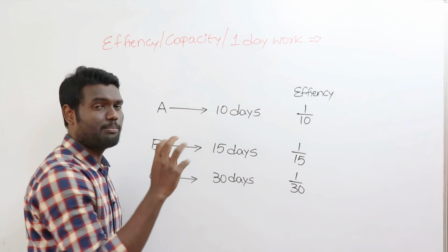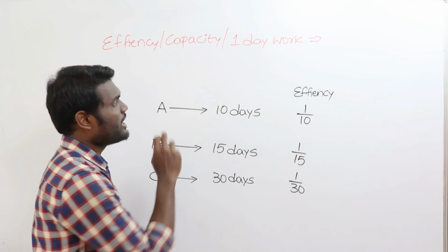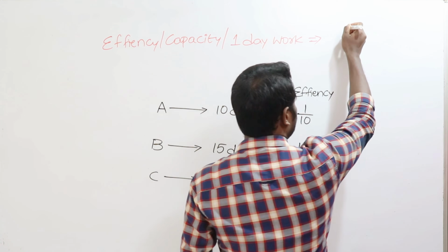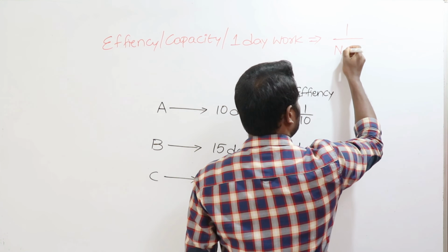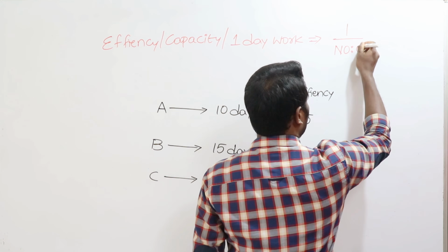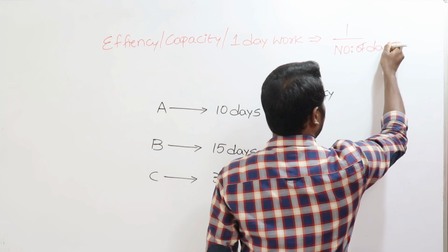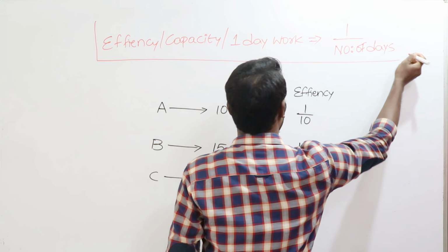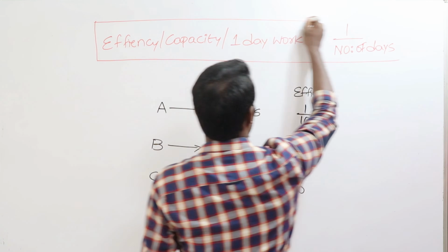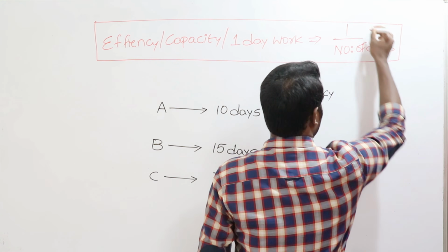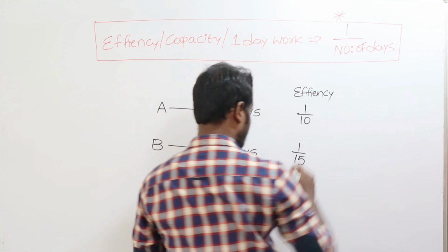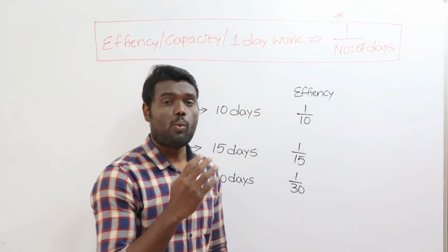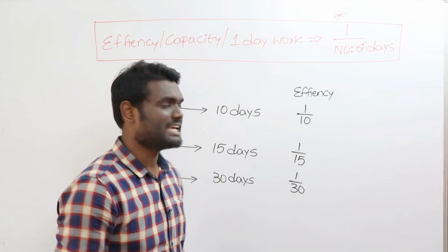Efficiency and number of days are inversely proportional. If we need to know efficiency, efficiency is nothing but 1 by number of days. Efficiency and number of days are reciprocal to each other. This is a very important and basic point. Once you know efficiency, automatically you can say the number of days. Once you know the number of days, automatically you can say the efficiency as well.